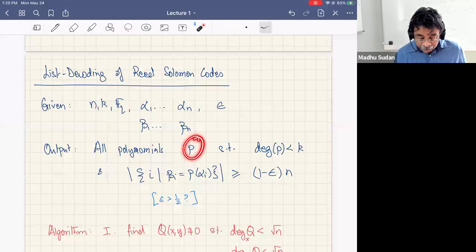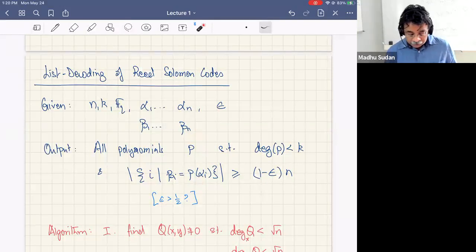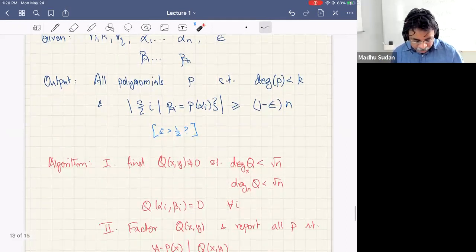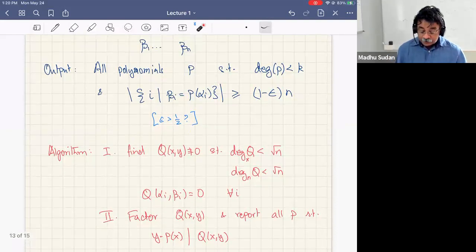What we want to find is the polynomial p such that the number of i where beta i equals p of alpha i is large, at least (1 minus epsilon) times n. I want to find all such polynomials. This is an algorithm that I came up with in '97. I think it's very simple. I'll explain it for some special range of the parameters, but this is the whole algorithm.